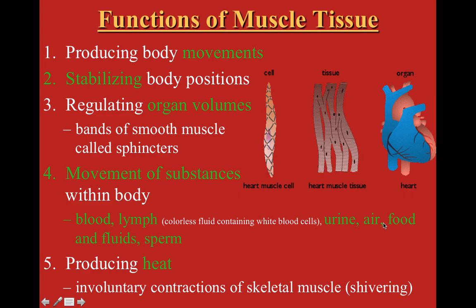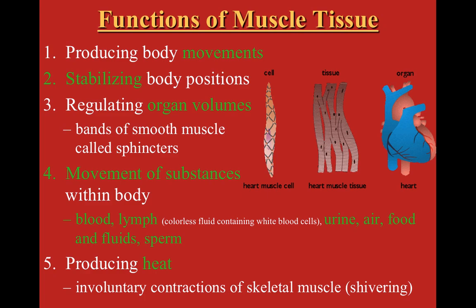All right, next are the functions of muscle tissue. A nice little list of five functions here. Muscle tissue produces body movements. For example, my hands wouldn't move, my mouth wouldn't move unless I had muscle tissue there. It also stabilizes body positions. Being able to sit up in a chair requires muscles moving and working to keep our body in that position. Otherwise, we'd be like little babies and just melt down in our chairs and fall over.